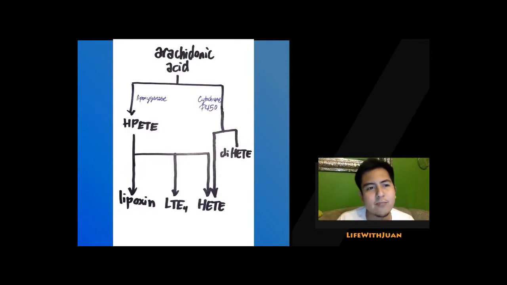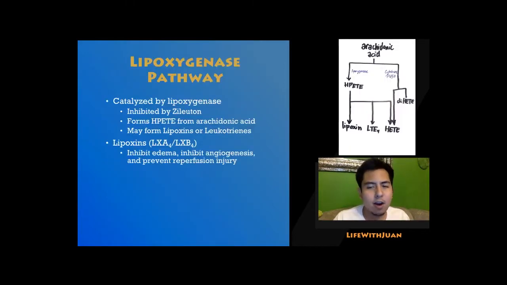Let's go to the next set of pathways, the lipoxygenase pathway, our last topic for today. Lipoxygenase converts arachidonic acid into HPETE, and it's inhibited by zileuton. So zileuton is a drug that you give in order to inhibit inflammation. And because of this, HPETE can form either lipoxins or leukotrienes. Let's talk first about lipoxins. These inhibit edema, angiogenesis, and prevent reperfusion injury. Okay, let's talk about these.